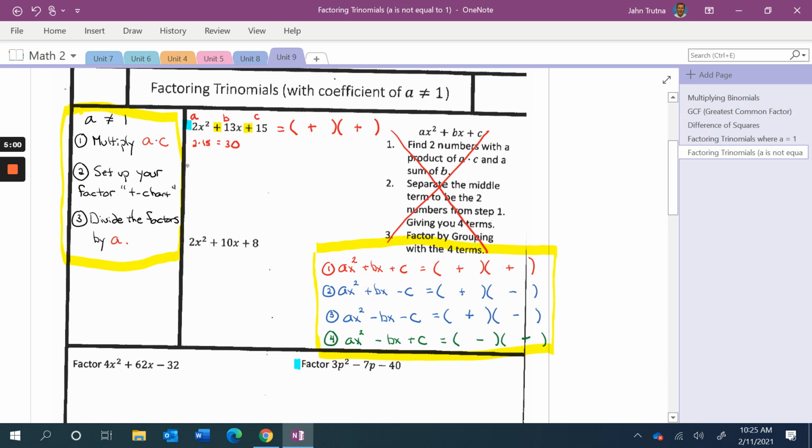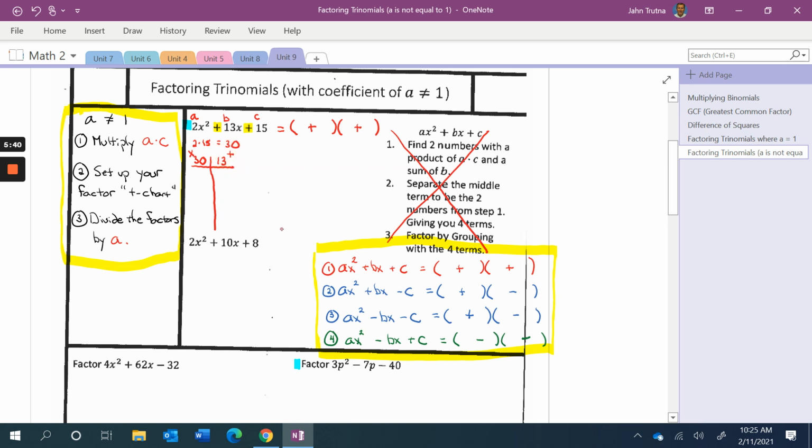And then the next thing you do is set up your factor T chart. This is a little bit different than previously. Whatever the A and the C value multiplied to make, which in this case is 30, you make that your first column number. And your second column number, remember, is your B value. So the first column, where the 30 is, stood for multiplication, and the second column, where the 13 is, stood for addition.